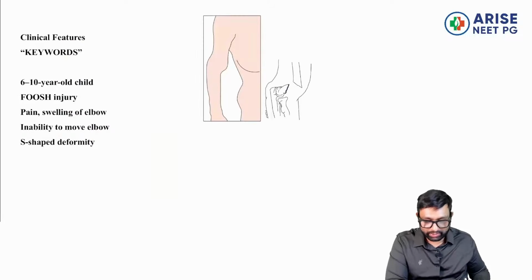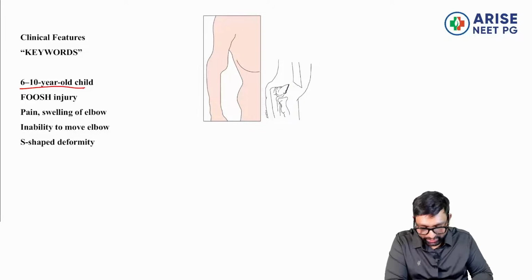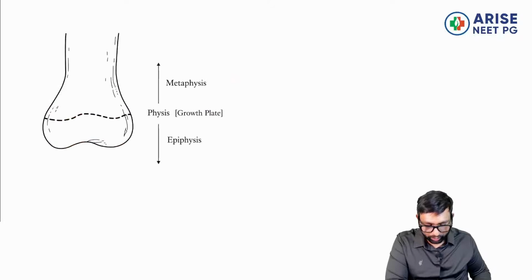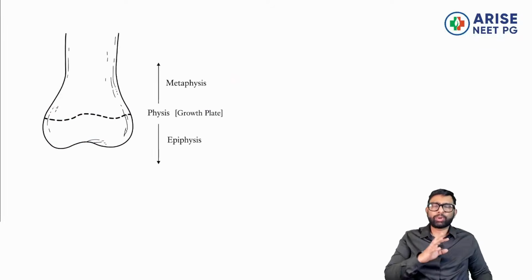Okay, so keywords here are, it has to be a 6 to 10 year old child because it is commonly seen in that age group. It has to be a fall on an outstretched hand injury, pain and swelling of the elbow, inability to move the elbow, and patients will have an S-shaped deformity of the elbow. Okay, that was about Gartland's classification.